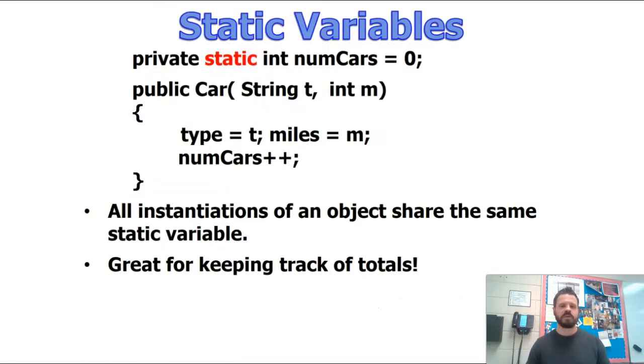Going through both those parts in more detail, we have the static variable numCars. Again, this is a counter variable that gets counted up by one every time we call our constructor. So it's going to keep track of how many car objects have been created. And the way it works, all instantiations, all objects of a class, share the same static variable. We'll show you that live in a coding demonstration in a minute, but each individual car is going to have a different type and miles, but they'll all share the same number of cars. This is great for keeping track of totals, great for counting up. We'll show you through the lab some different examples of when you'd want to use something like this.